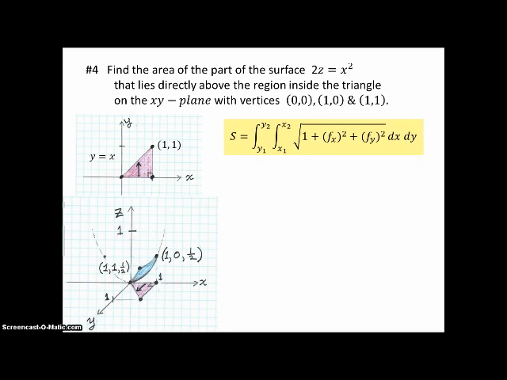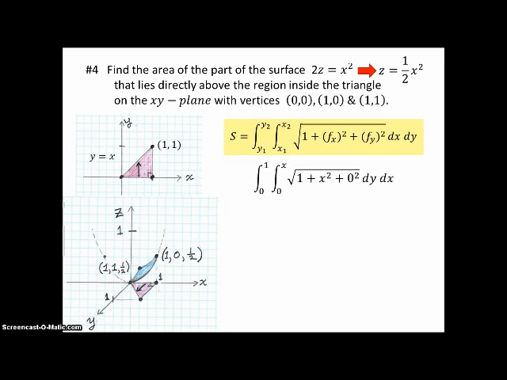Here's our integral in terms of x and y. And notice that z, if we solve for z, we get a half x squared, because I'm going to need fx and fy, and that's your function that we're taking the partial derivatives of. So again, I'm going to switch and integrate with respect to y first. And so y is going to go from 0 to x, and then x is going to go from 0 to 1. And then in my integrand, the partial derivative with respect to x of z equals a half x squared is 2 times a half x, so that comes out to x.